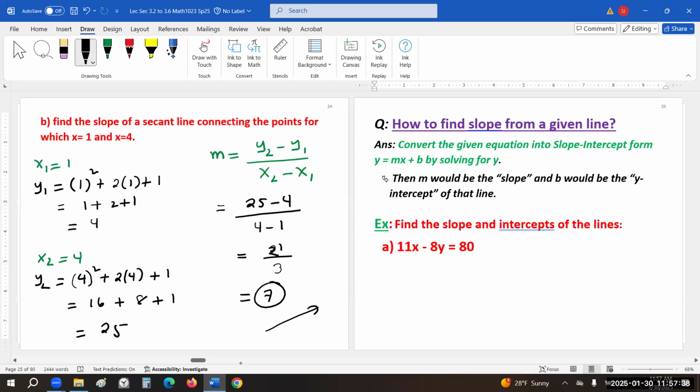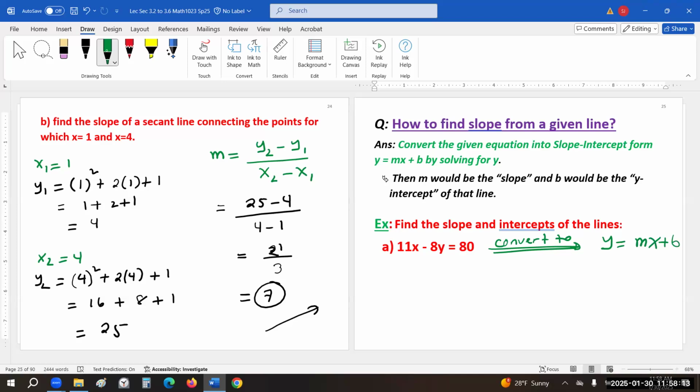Since we don't see the slope here, if we convert this format into y equals mx plus b format, we can see the slope easily. We don't have to do anything else after converting. So our goal is to convert that, whatever format that is, to y equals mx plus b. In other words, just solve for y.